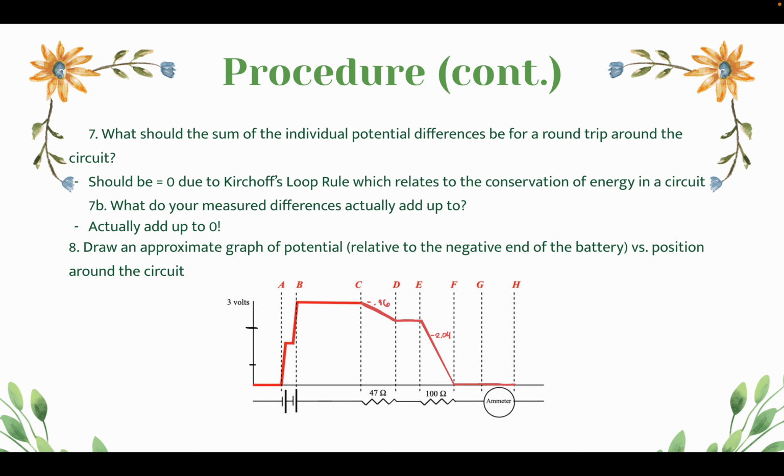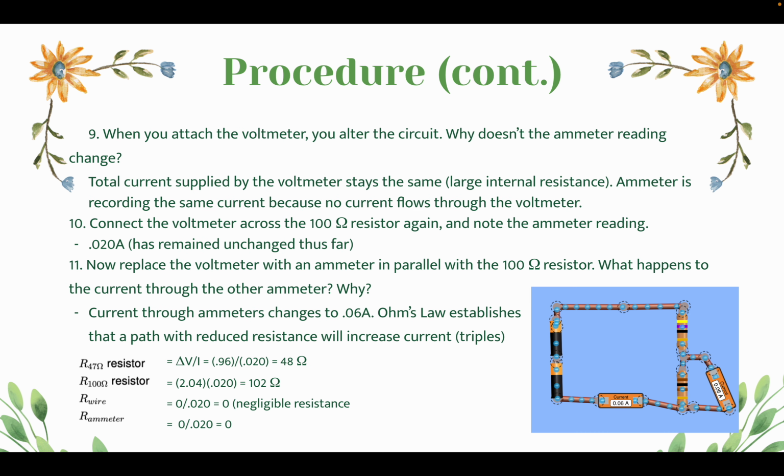And then here's my graph showing my potential differences. When I touch the voltmeter, the ammeter reading does not change because the voltmeter does not affect the current reading. No current is flowing through the voltmeter in the simulation. In real life, that might be a different story, but we're connecting the voltmeter across the 100 ohm resistor and then reading the current, and it's still 0.02.